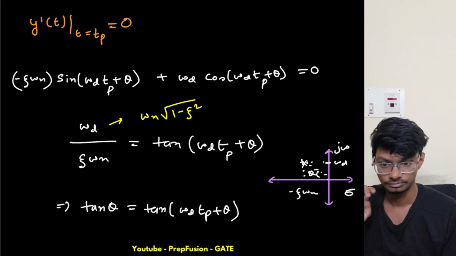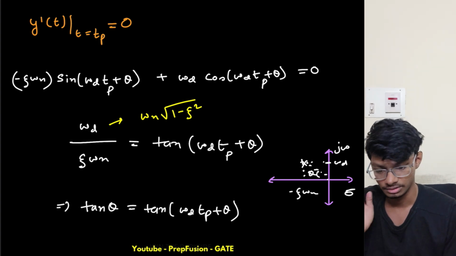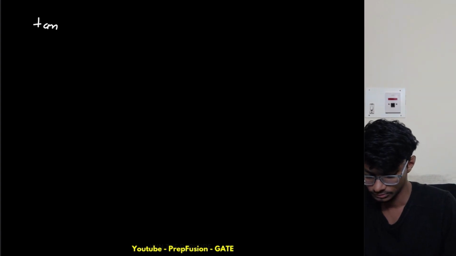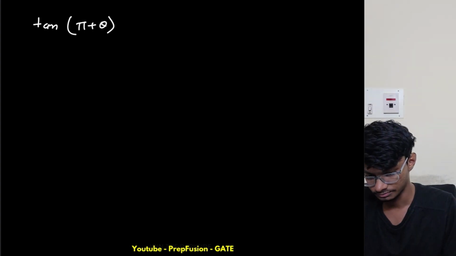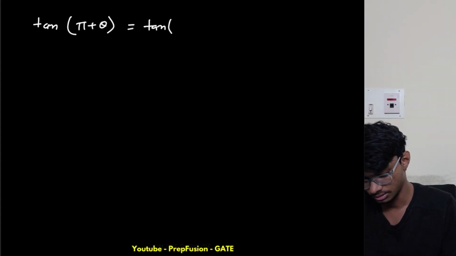One thing we know, tan theta repeats after every pi, right? It repeats after every pi. So what I can write, tan theta will also be equal to tan pi plus theta. Everything repeats after pi itself. So tan of pi plus theta is equal to tan omega d tp plus theta.